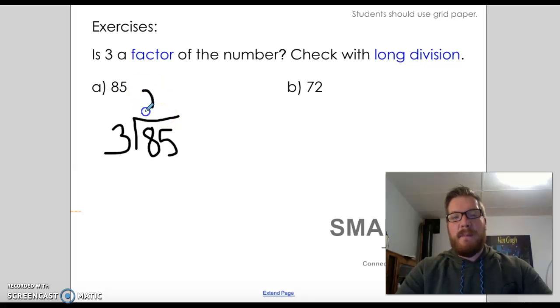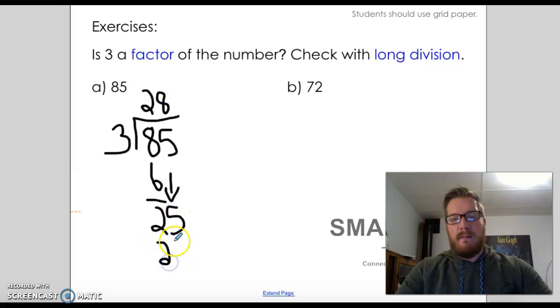3 goes into 8 2 times. 6, do the subtraction. So that's 2 left over. And we bring the 5 down. And then 3 only goes into 25 8 times. So that's 24. That's going to leave us a remainder of 1. So because there is a remainder here, that is not going to work.